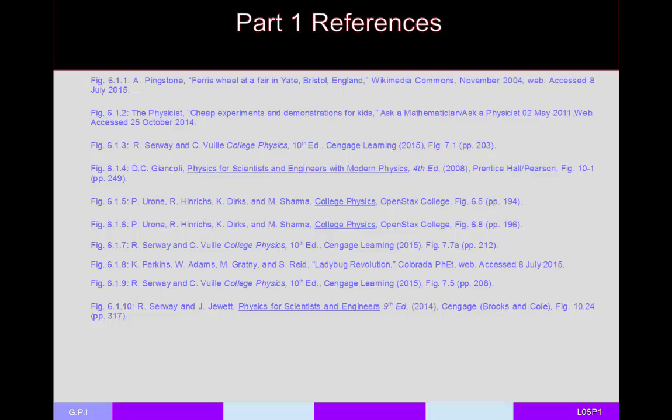So I should always try to give credit where credit's due by giving a list of the references that are telling where I got all these diagrams from. Some of them maybe I made myself, but a number of them I pulled from sources like Giancoli or Cengage's textbooks or the OpenStax text, etc.